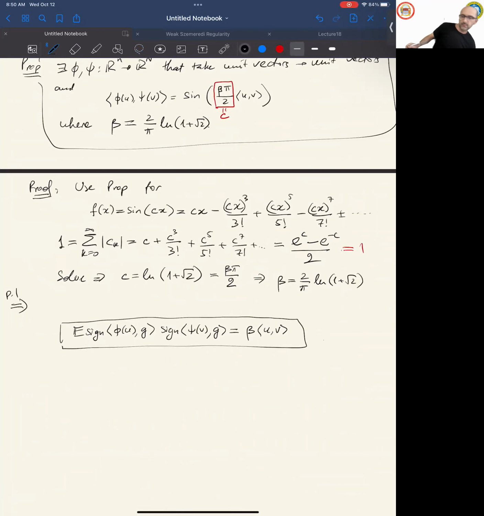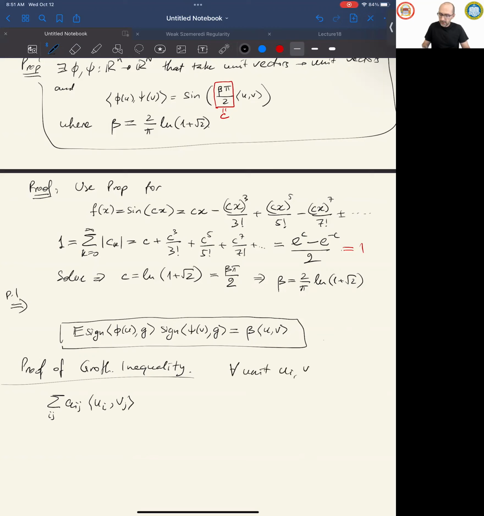All right. So proof of Grothendieck's inequality. Now all this randomized rounding is so much simpler because it doesn't have the arcsine thing. Okay. So what do we want? We want to bound the quadratic form like this, with ui and vj, for any unit vectors ui and vj. That's our goal.